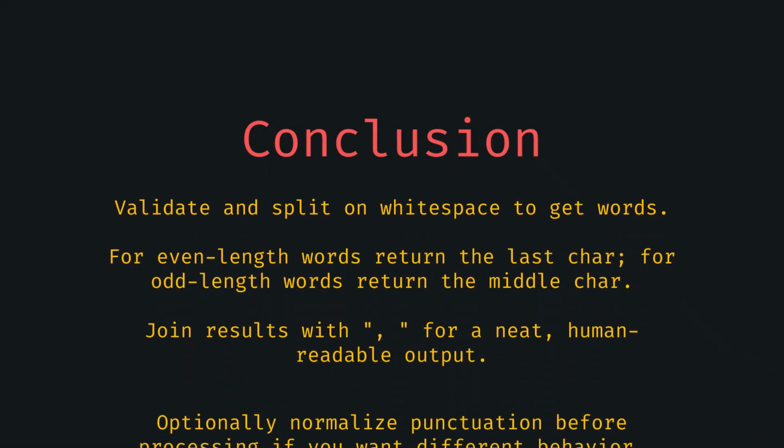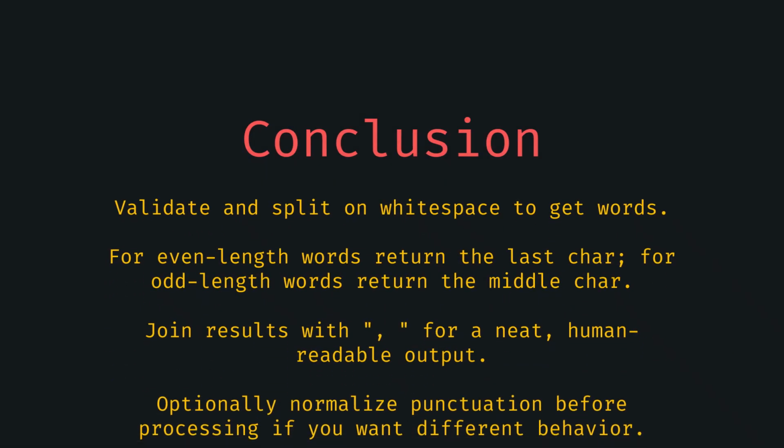To wrap up, we've created a clean and robust function that extracts either the last or the middle character for each word depending on the word length. The implementation is short, easy to read, and matches your sample outputs, including punctuation behavior. If you'd like, I can return an array of characters instead of a joined string, strip punctuation before selection, or show an alternate one-liner version. Which variant would you like?